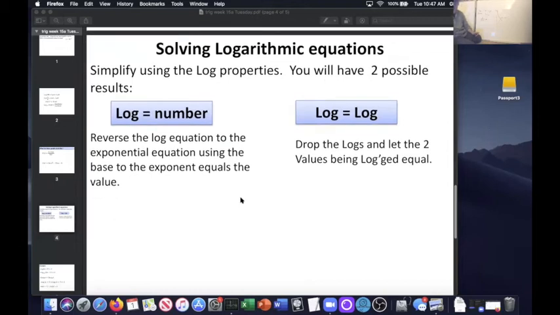Now, when we solve log equations, you're going to have two situations. One is you're going to have log equal number, and we've already been solving those. With the log equal number type of equations, we just rearranged it to the exponential. When you have log equal log equations, those are even easier because then you can just reverse logging both sides.